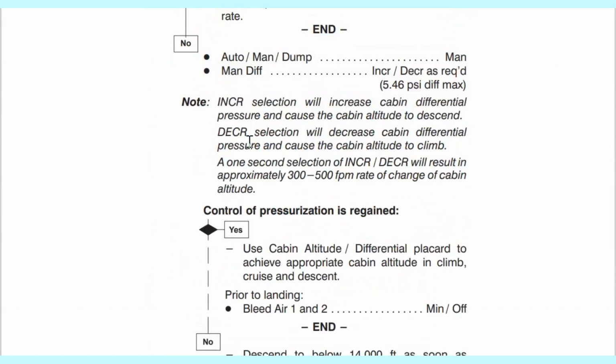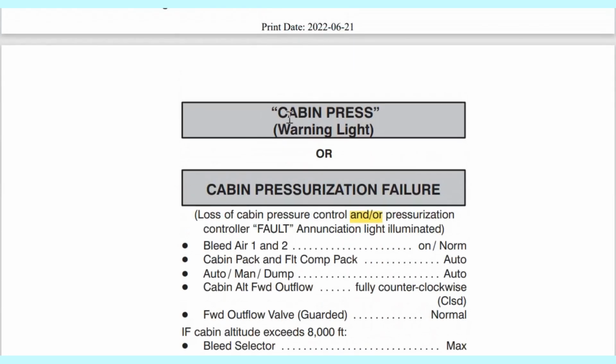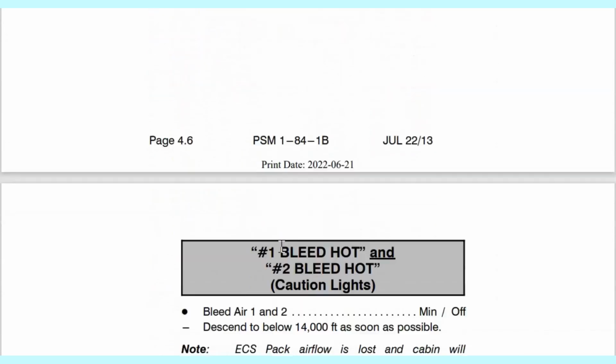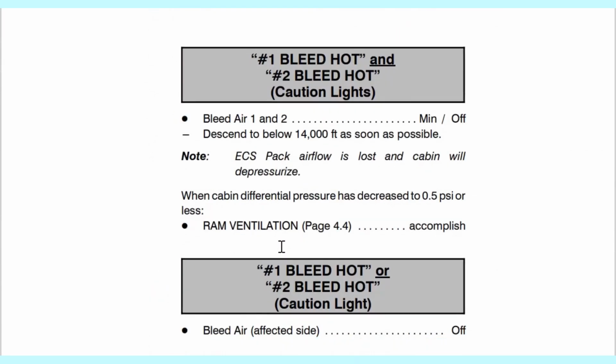So for example, you look at your caution warning panel and you see number 1 bleed hot and number 2 bleed hot caution lights. When you see both of them, something's not all right. So you call for that checklist. Behind your mind, you know that something's going to go wrong, I've got to descend. And here it is. All this has been stated, what you have to do.